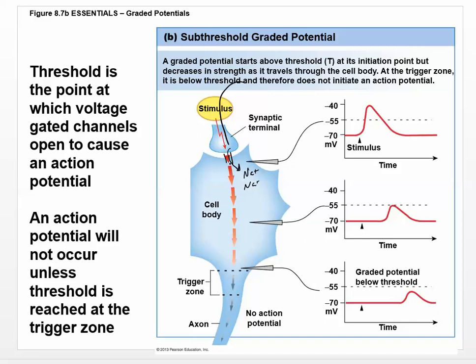So right here, where the neuron first opened the channel, if this is our threshold, this is easily over threshold. However, because it fades, now it's at threshold, and by the time it gets to the trigger zone, it's below threshold. So nothing happens. No action potential. This wasn't a strong enough signal to make this neuron fire. So this neuron does nothing. The signal dies right there.